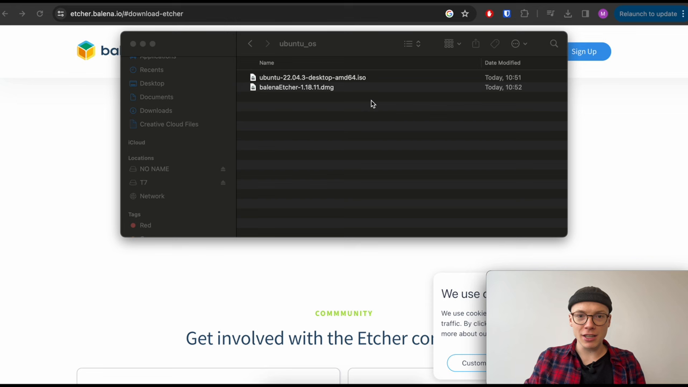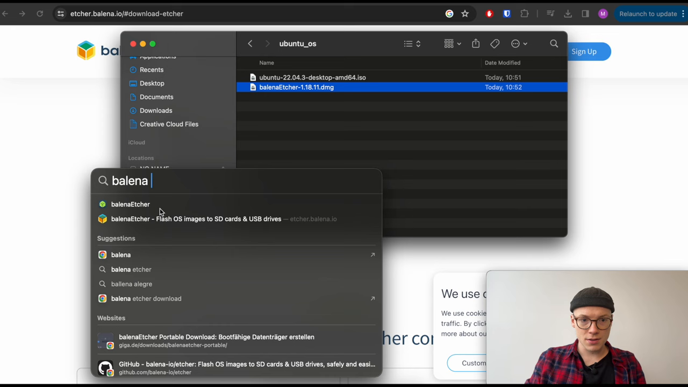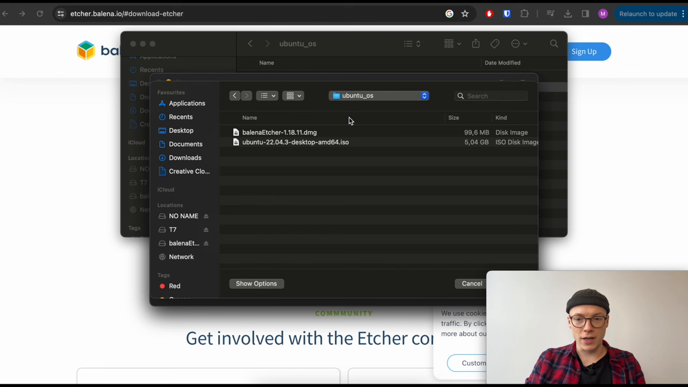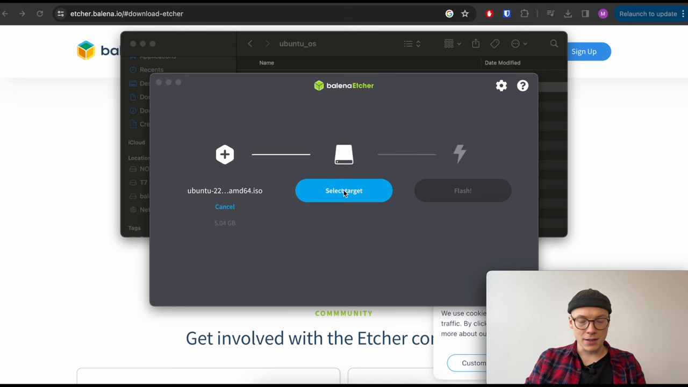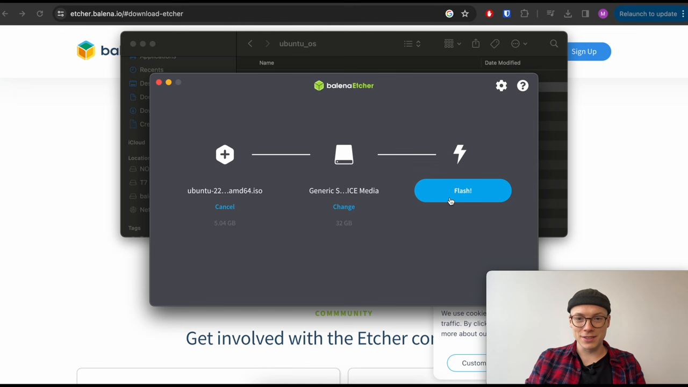Then you can see I have downloaded both files, and I will open the Balena Etcher application by double clicking it, dragging it to the application folder, and then I press Command Space, type Etcher, and click this application. Now I can select Flash from File, which is where I saved the Ubuntu OS ISO file, and then I need to select the target, which is a USB drive or an SD card. Here I'm selecting this device, and that's basically it. Now we can press the flash button, and that's all it takes to make our USB drive or SD card bootable.